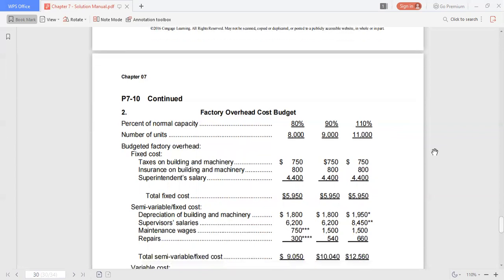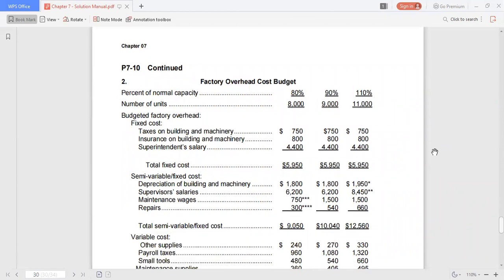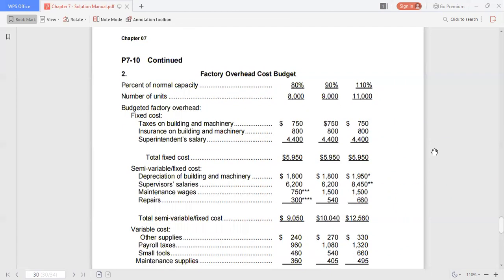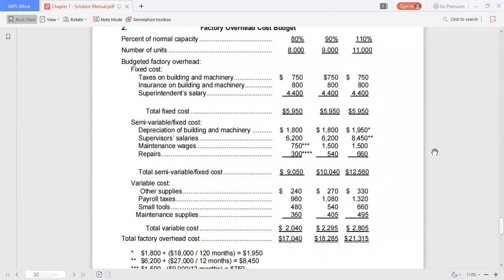So now we have the total semi-variable and fixed cost. Then for the variable cost, we have other supplies of 240, payroll taxes of 960, small tools of 480, and maintenance supplies of 360 with the total variable cost.